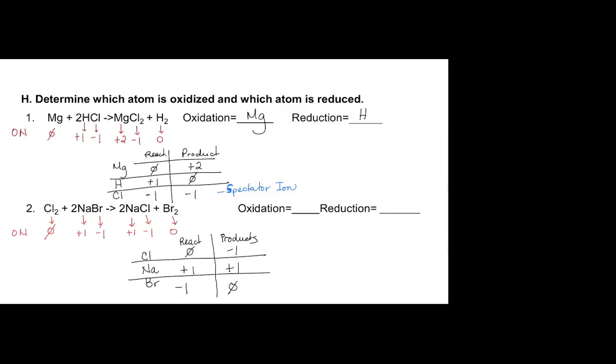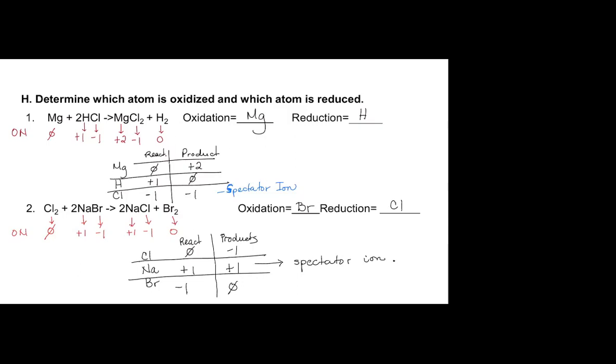Okay. So who undergoes oxidation in this case? Excellent, bromine. Who undergoes reduction? Excellent, chlorine. And in this case, our sodium is going to be our spectator ion. Questions?